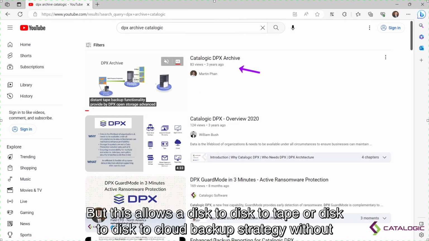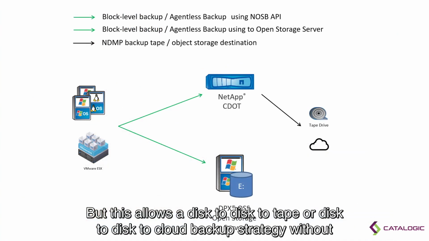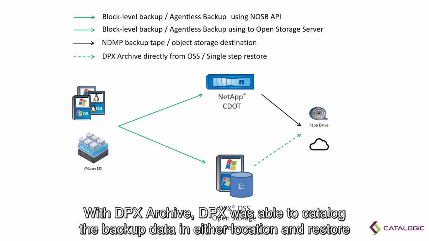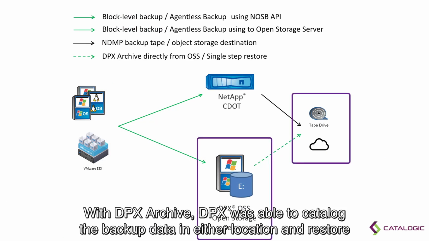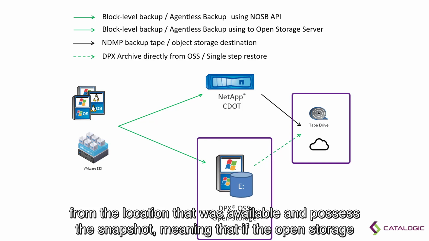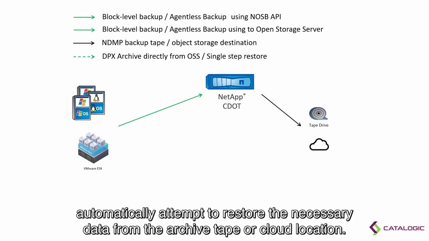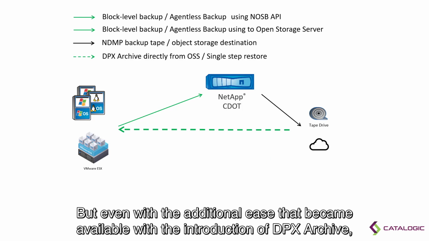But this allows a disk to tape or disk to cloud backup strategy without needing to run a two-step backup or restore. With DPX Archive, DPX was able to catalog the backup data in either location and restore from the location that was available and possessed a snapshot, meaning that if the open storage server was not available or the snapshot had already expired from the OSS disk, DPX would automatically attempt to restore the necessary data from the archive tape or cloud location.